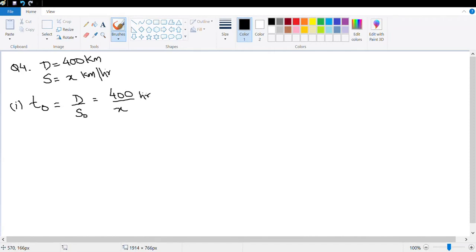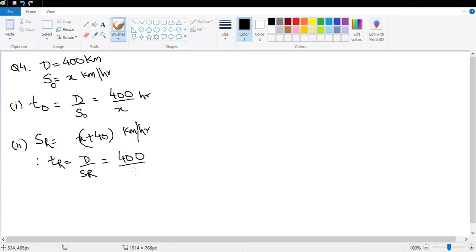Let's look at part 2. Time taken for the return journey. Now for the return journey, the speed has changed. So let's call this speed the onward journey. So number 2, speed for the return journey is how much more? It's given as increased by 40, which means it is x plus 40 kilometer per hour. Therefore, time taken for the return journey, again distance upon speed of the return journey, will be 400 upon x plus 40 hour.